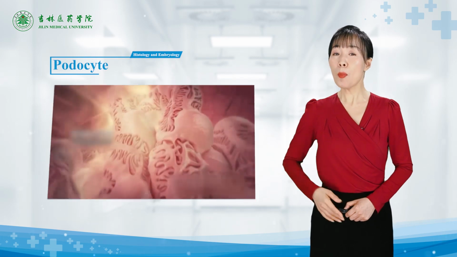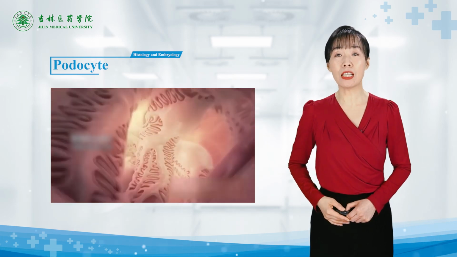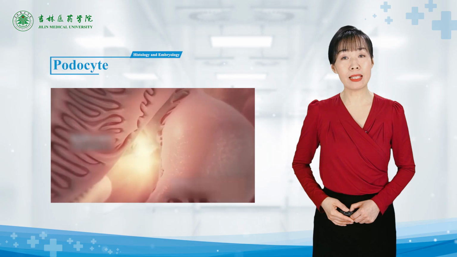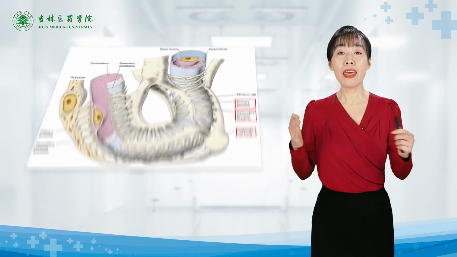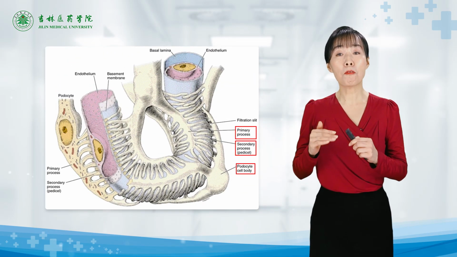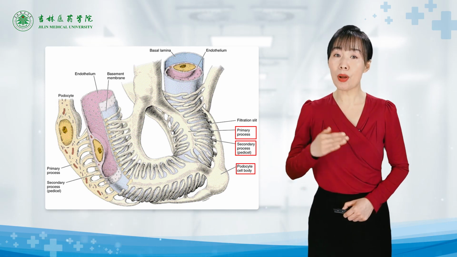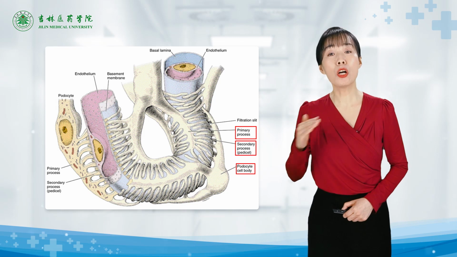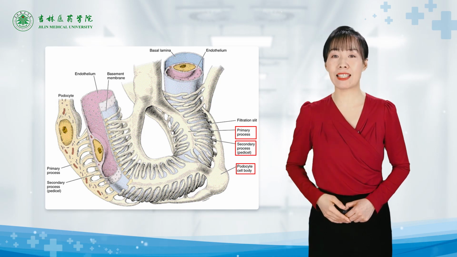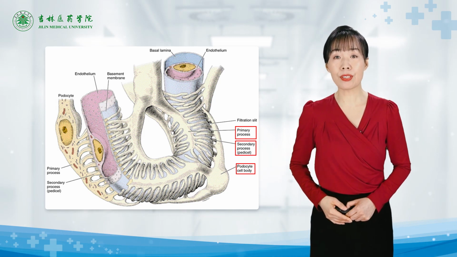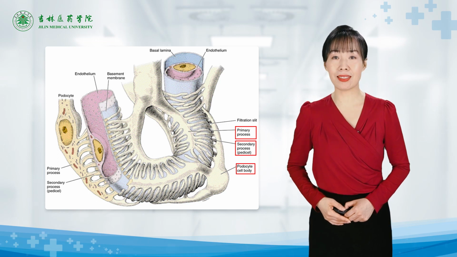Podocytes. Podocytes are the cells of the internal layer of Bowman's capsule. They have a cell body from which arise several primary processes. Each primary process gives rise to numerous secondary processes that embrace the capillaries of the glomerulus.